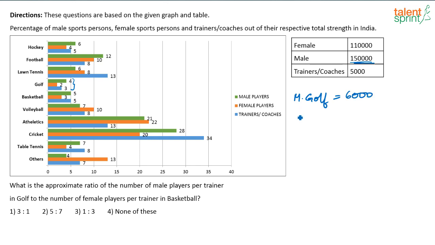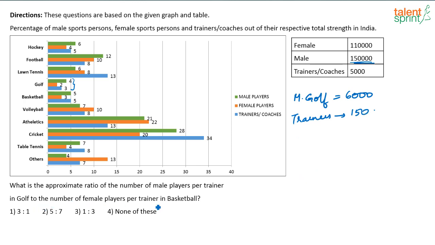How many trainers are there in golf? Totally there are 5,000 trainers. Out of these 5,000 trainers, 3% belong to golf. What is 1% of 5,000? 50. What is 3% of 5,000? 50 into 3, that is 150. Correct?